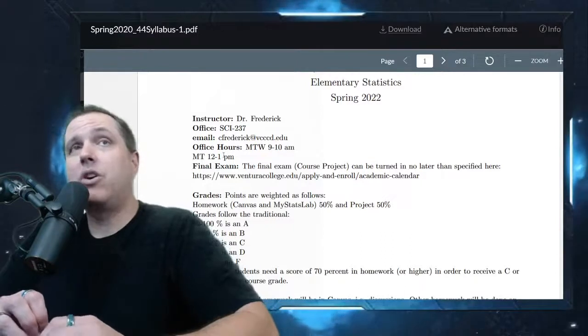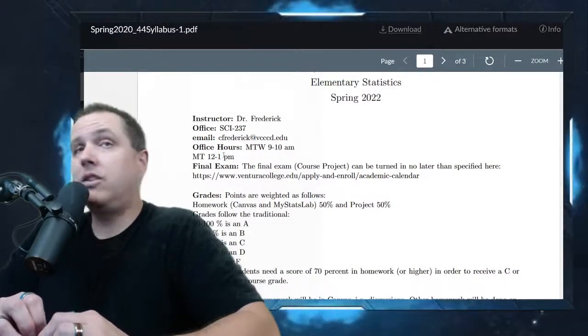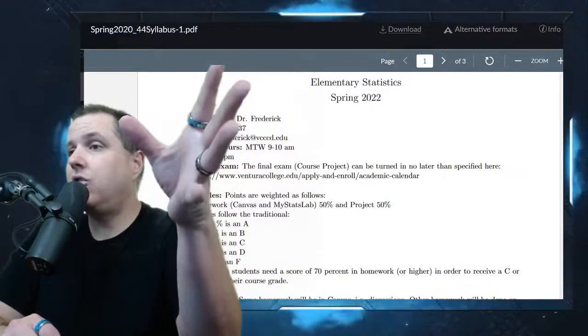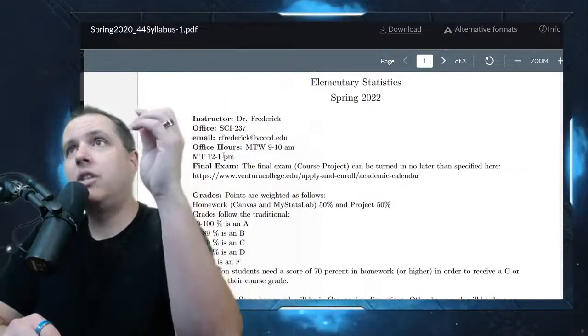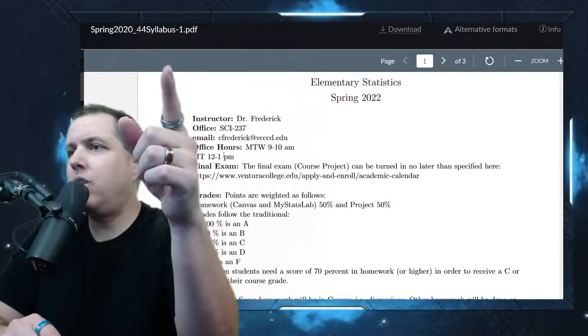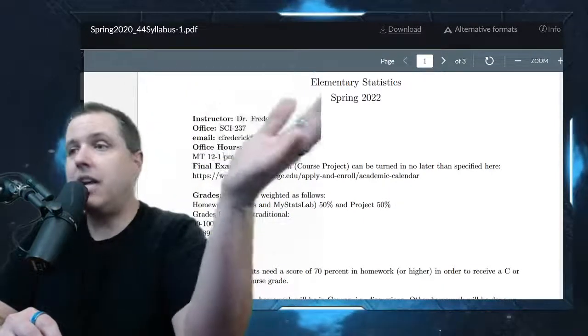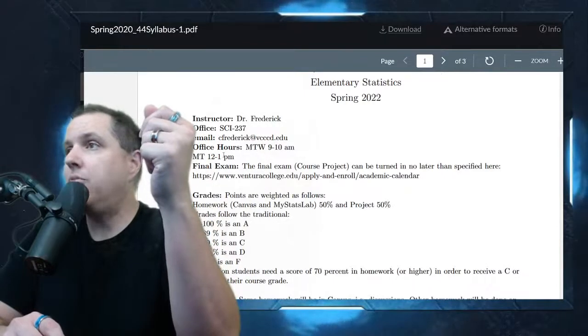Really about anything regarding the class, you can come and say, I have questions on this one homework problem. Okay, let's take a look at it together. I have questions on the project. I don't really understand what you want me to do here. Okay, let's talk about it. Let's look at what you've done, and then I can give you some feedback and help you move forward.